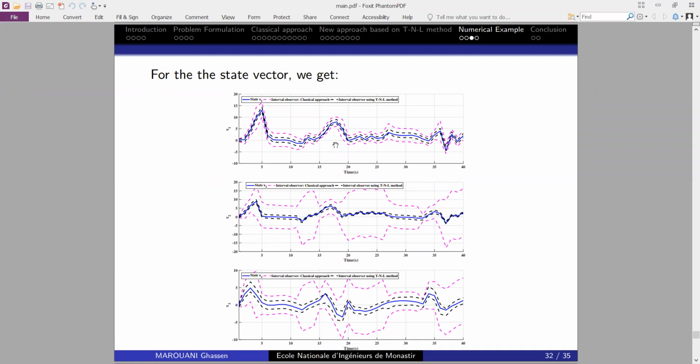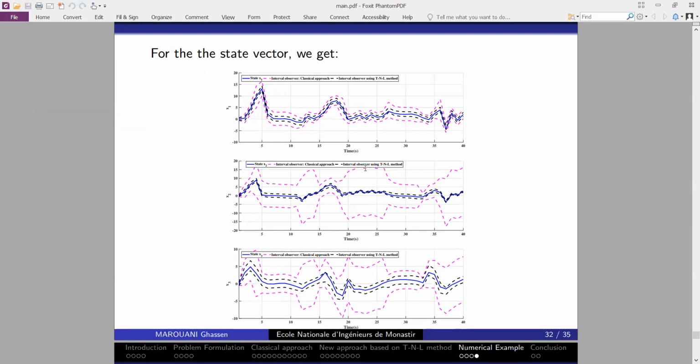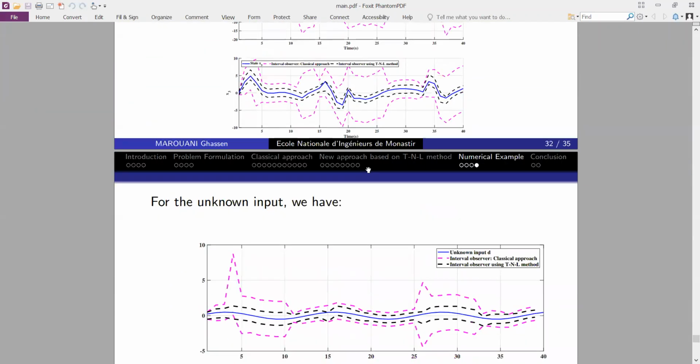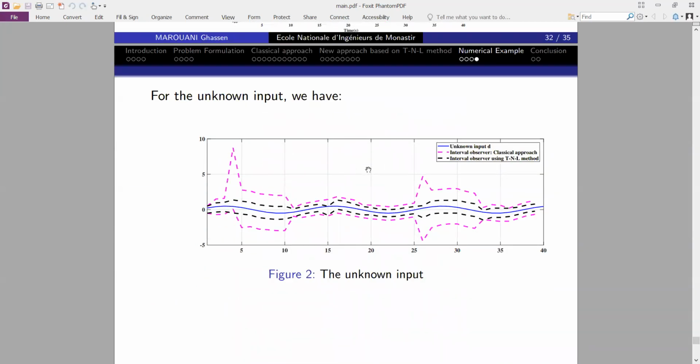We have 2 interval observers, but we can see that the results given using the TNL method are better than the one where we used a classical approach. And for the unknown input vector, we have the same results, and the results using the TNL method are better than the one where we use a classical approach.